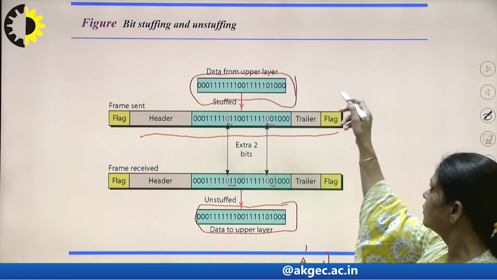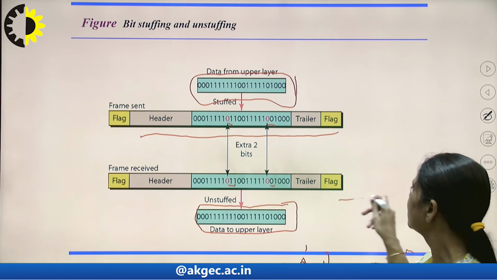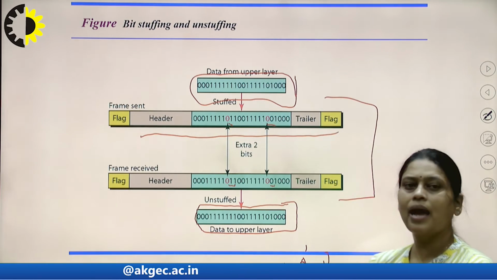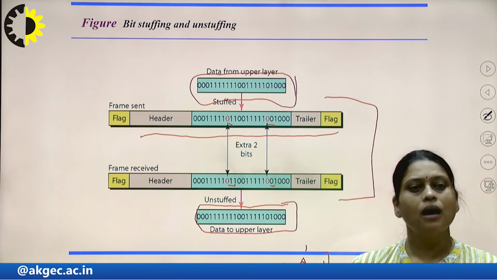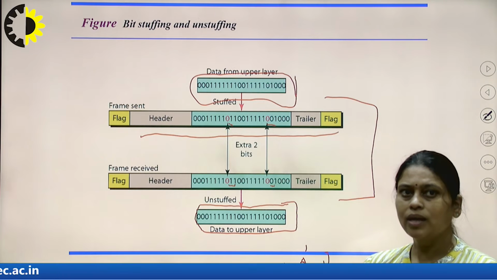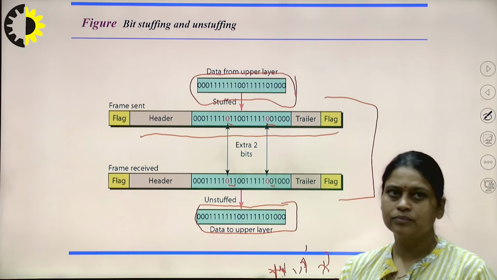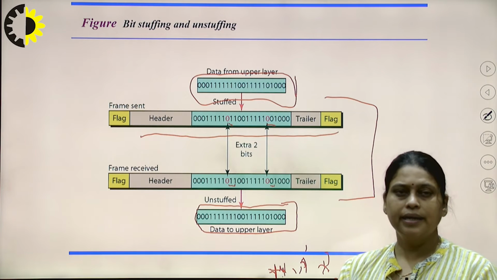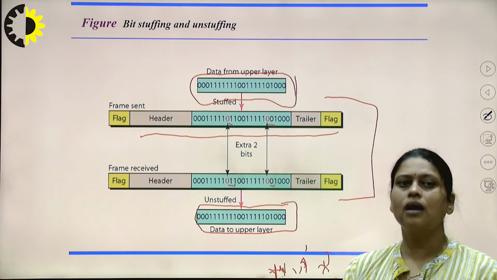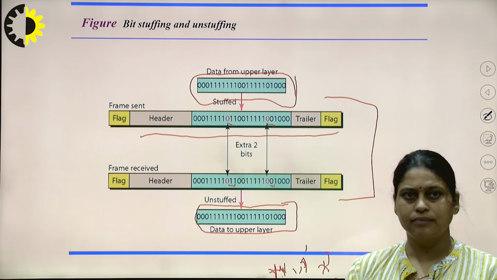In the middle of that, we have performed the stuffing process, bit stuffing and byte stuffing, and the unstuffing process, so that there will be no chance of any mistake in that data. So this is the process of framing in the data link layer, and this is the major functionality of the logical link control sublayer.